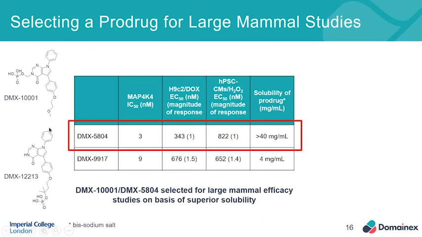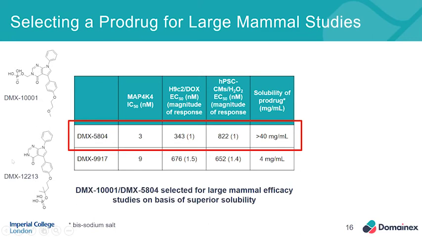So now I've established that both approaches in principle could work. The next stage was to select one of these two molecules to take forward into a large mammal efficacy study. To do that, what we made was crystalline sodium salts of both compounds and assessed their solubility. And what we found was that the prodrug DMX-10001 was approximately 10 times more soluble than the prodrug 12213.